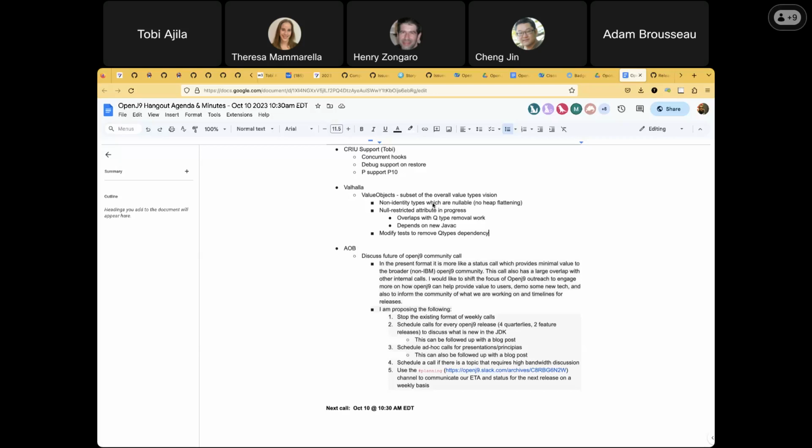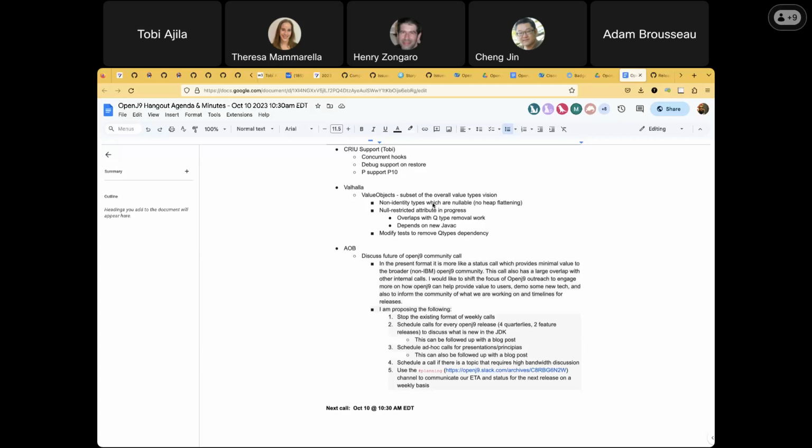And so I think that in order to have a larger impact in terms of reaching the broader community, we should try to focus a bit more on what we do in the OpenJ9 community to make sure that anytime we have a call, it is purposeful, it is something that will drive interest in the project. So I have a proposal here.